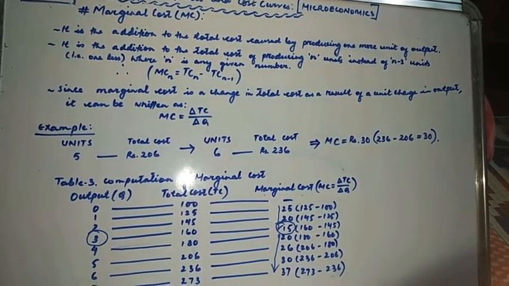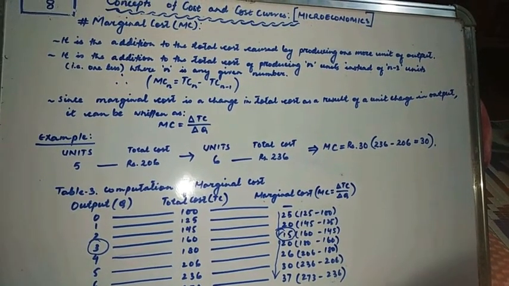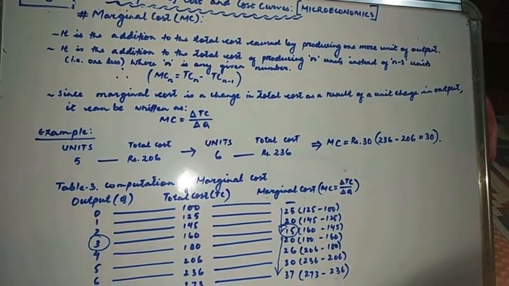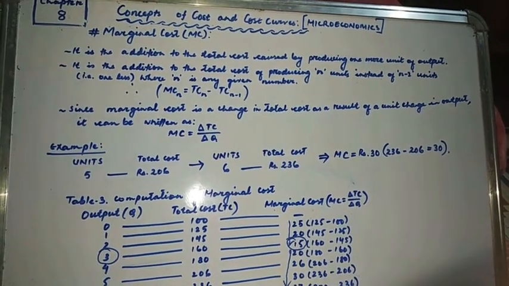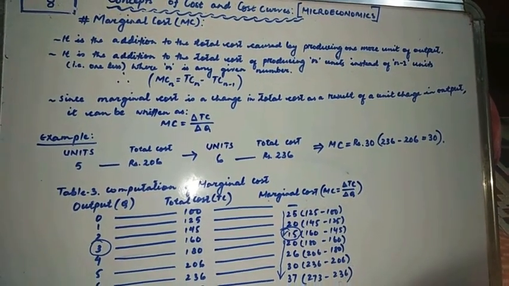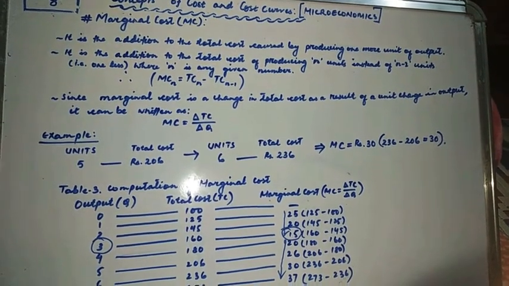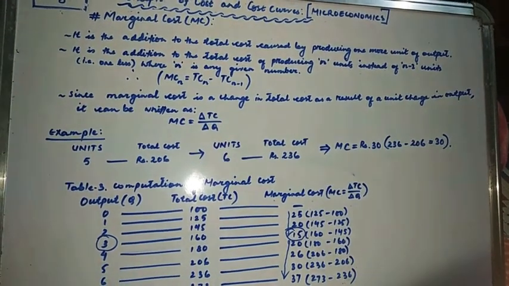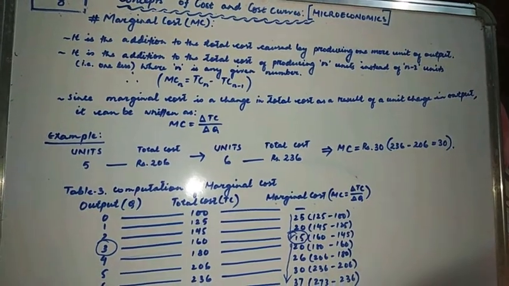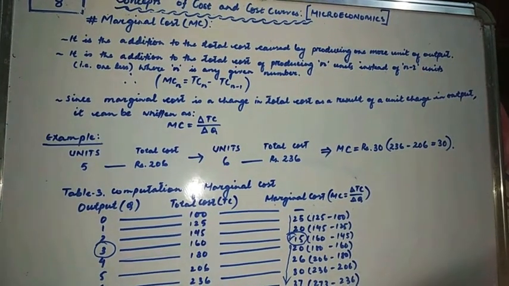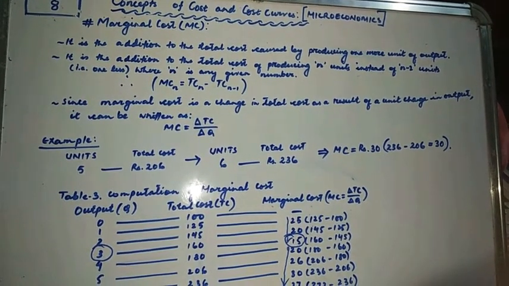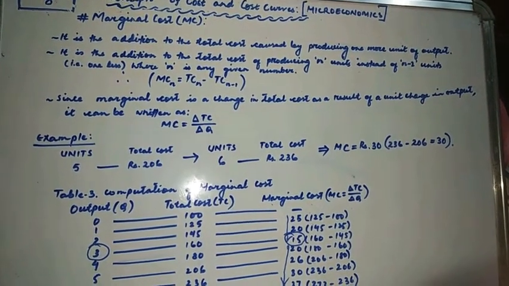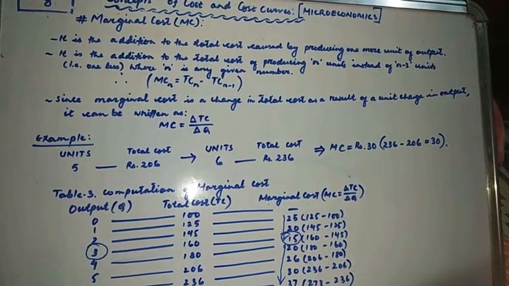So when you also talk about marginal utility, as we have explained, it is the additional satisfaction, or the additional utility that you gain by consuming one more unit of a commodity, one more unit of a good. That is in case of marginal utility. So in case of marginal cost, it is an addition to the total cost which you incurred by producing one more unit of output.